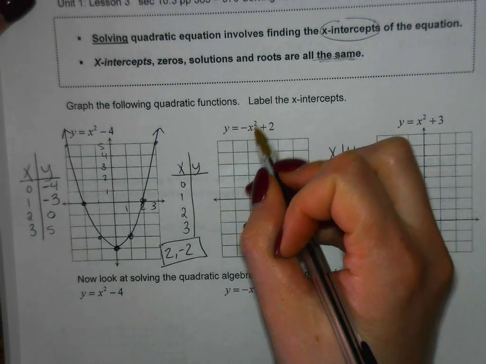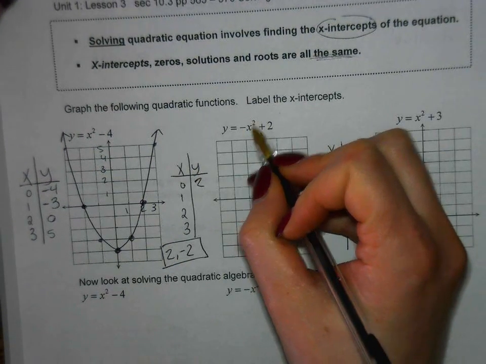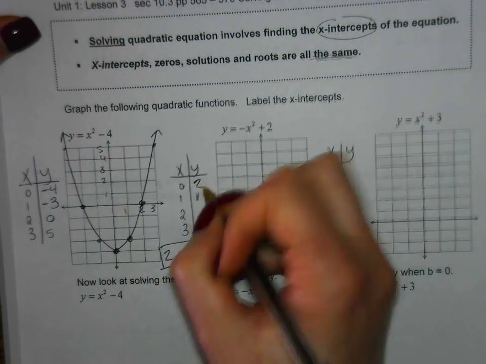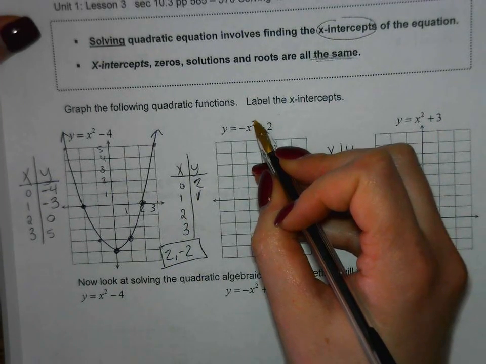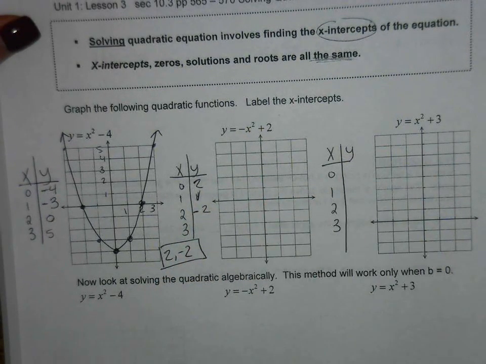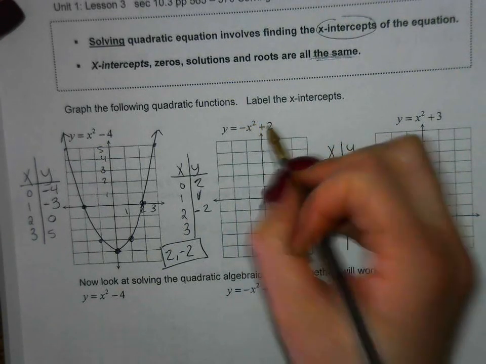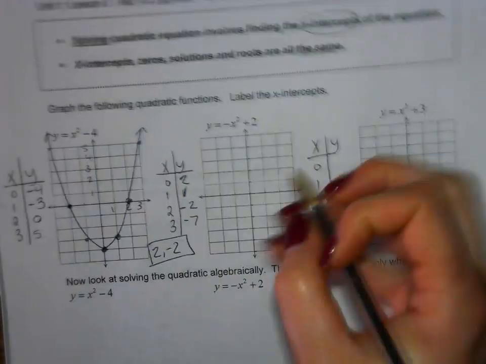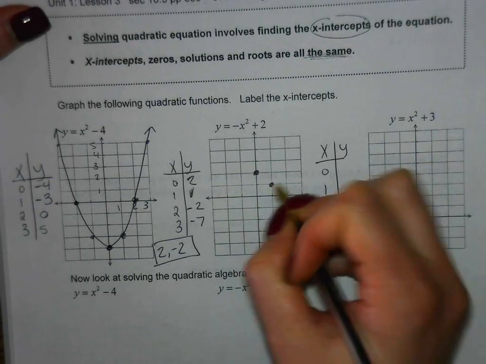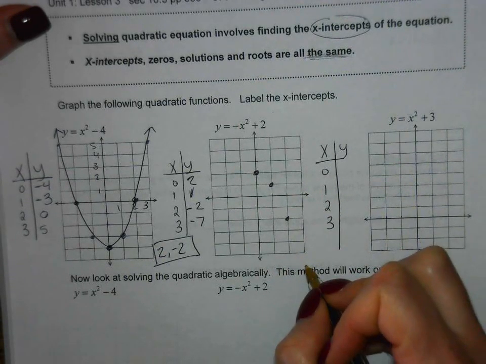If we do 0, 0 squared is 0, times negative 1 is still 0, plus 2. 1 squared is 1, times negative 1 is negative 1, plus 2 is a positive 1. 2 squared is 4, times negative 1 is negative 4, plus 2 is negative 2. 3 squared is 9, times negative 1 is negative 9, plus 2 is negative 7. So we can graph (0, 2), (1, 1), (2, negative 2), and (3, negative 7), which is down off the graph.